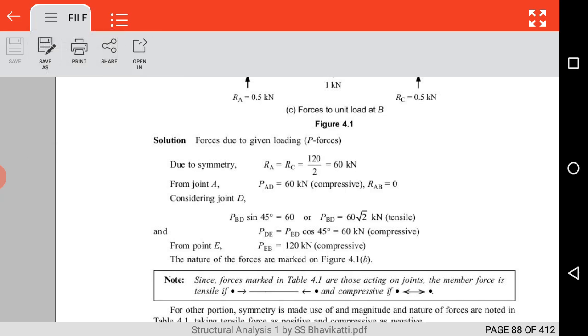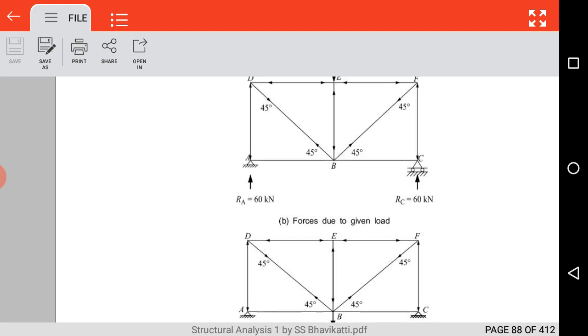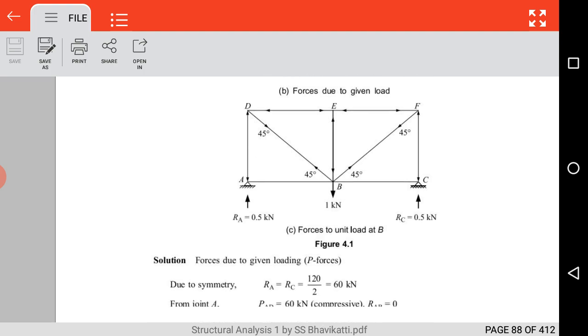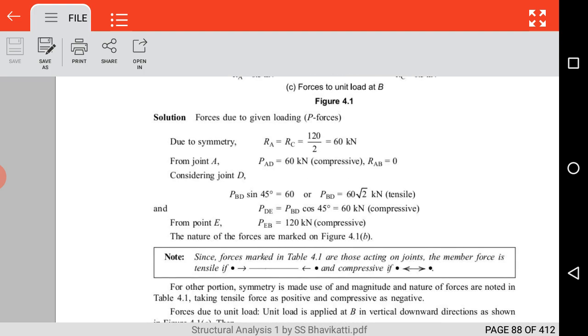In the same way, if we consider the joint D, at the joint D we are having 3 members, that is DE, DB and DA. DA we have already calculated, it was 60 kilonewton. Solving this joint D using our equations of equilibrium, summation H equals 0 and summation V equals 0, we can calculate that the force in the member DE is equal to 60 kilonewton and the force in the member EB is equal to 120 kilonewton.